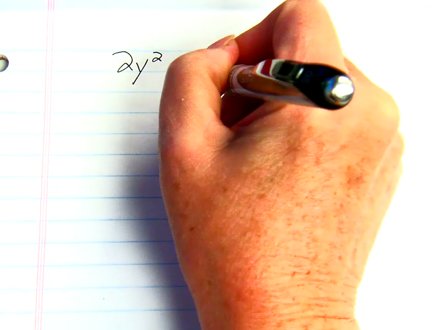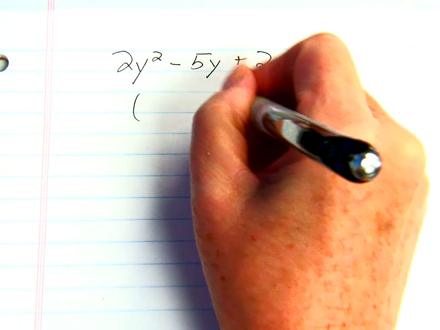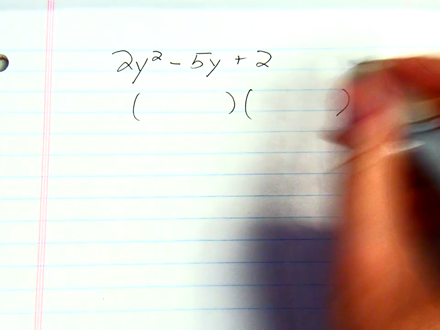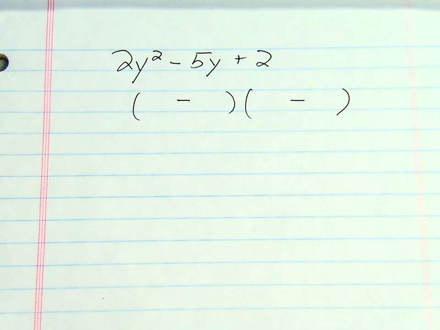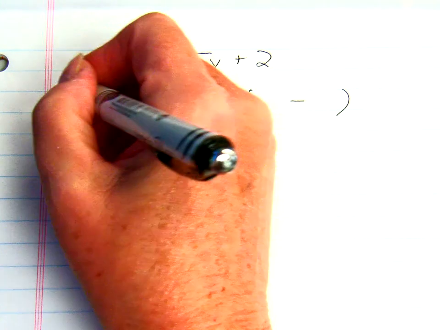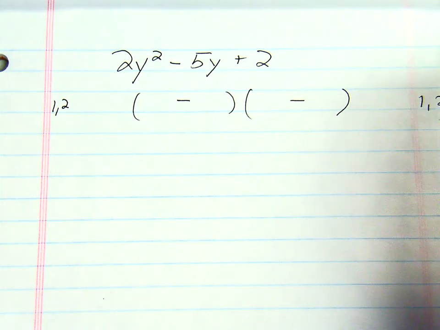minus 5y plus 2. Again, I'm going to have negatives in both of these. I just like to put things in when I'm ready to put them in, just so that I don't have to think about it. I've already done that. So 2 is going to be 1 and 2, and 2 is 1 and 2 again.